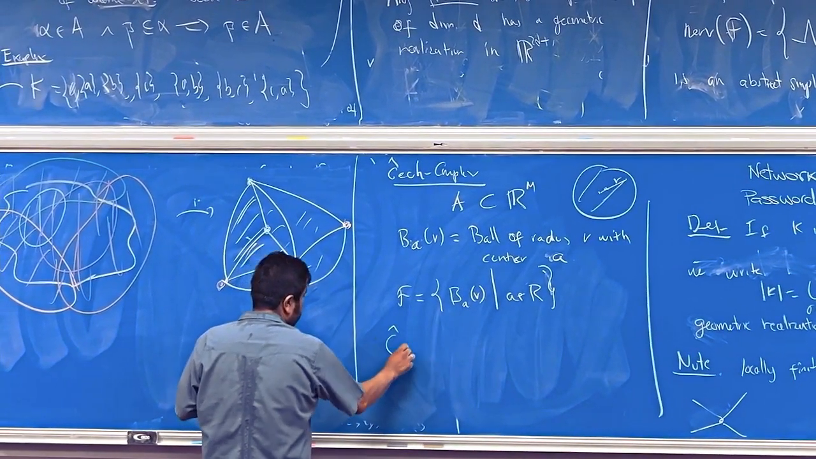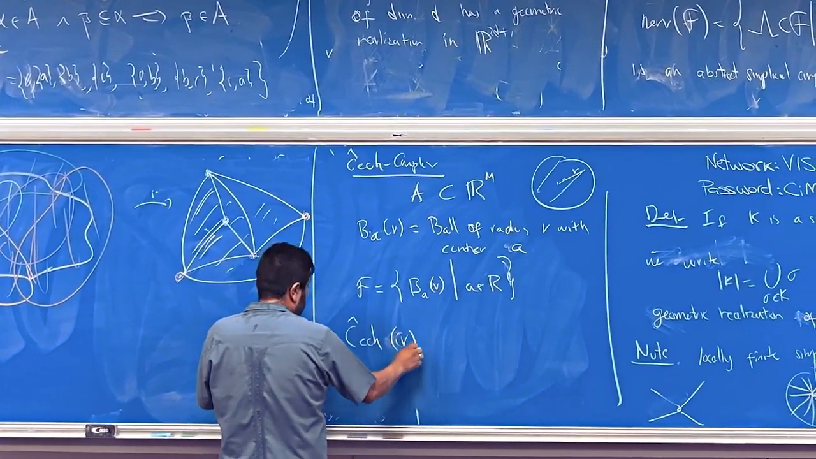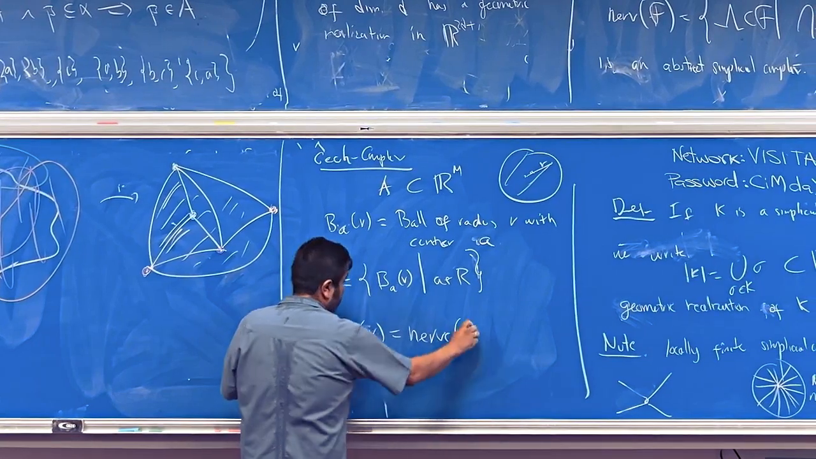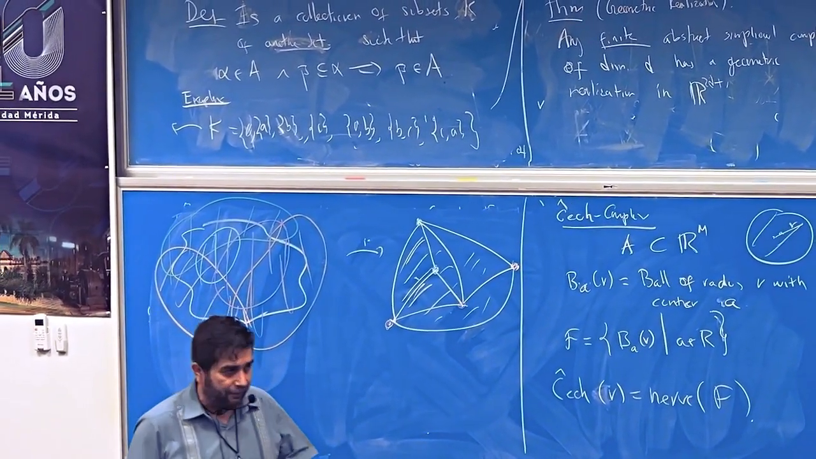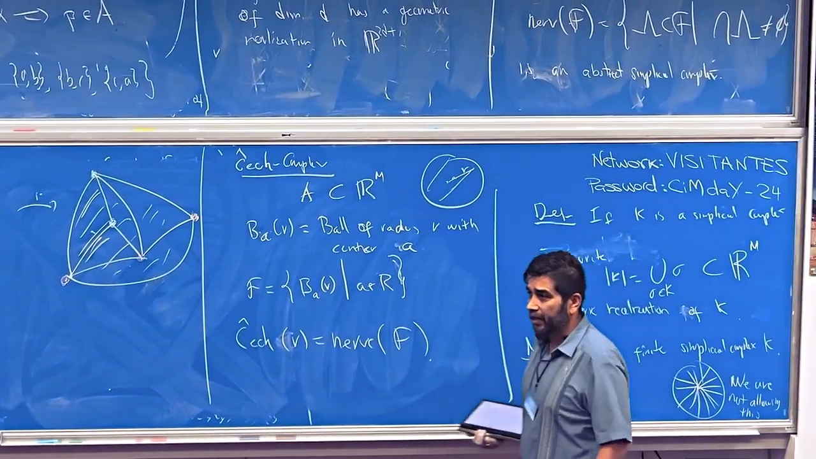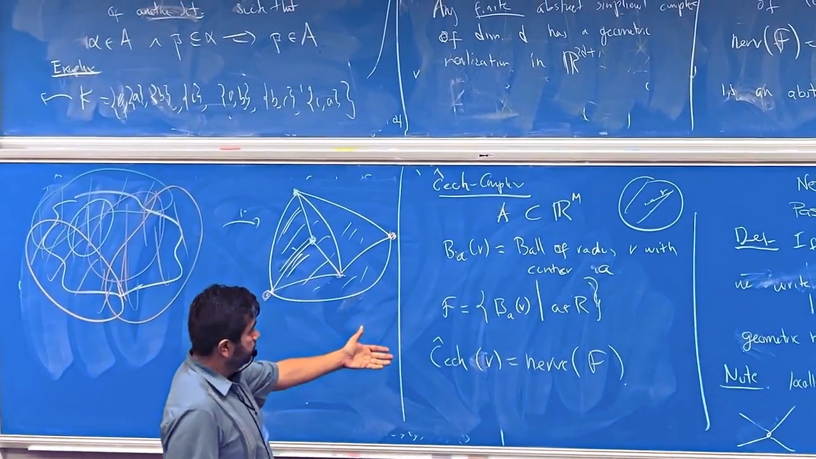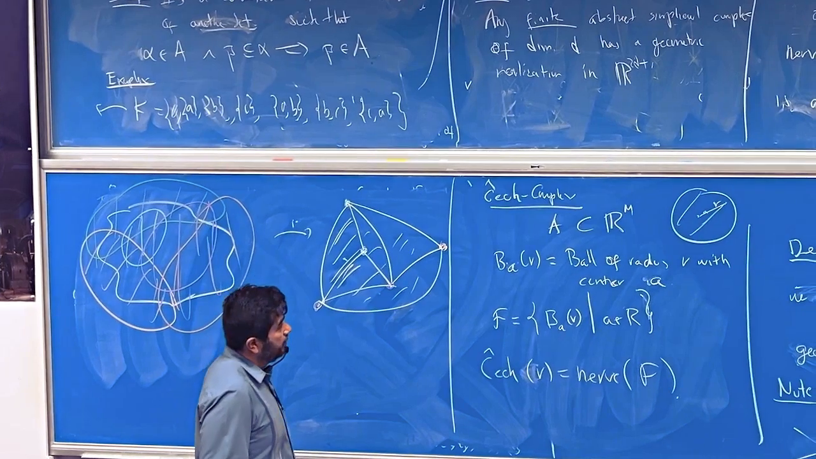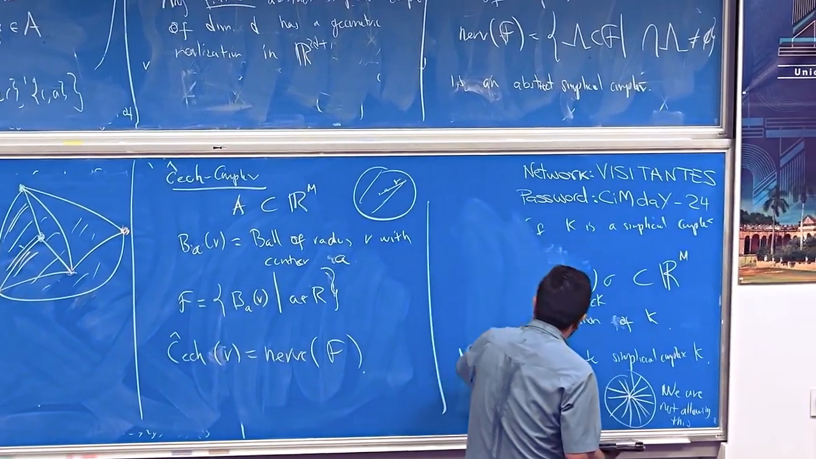So the Čech complex, the Čech of r, is going to be just the nerve of F. So given this family of balls, we construct the Čech complex as the nerve of F. That's what we call the nerve. So that's the Čech complex.